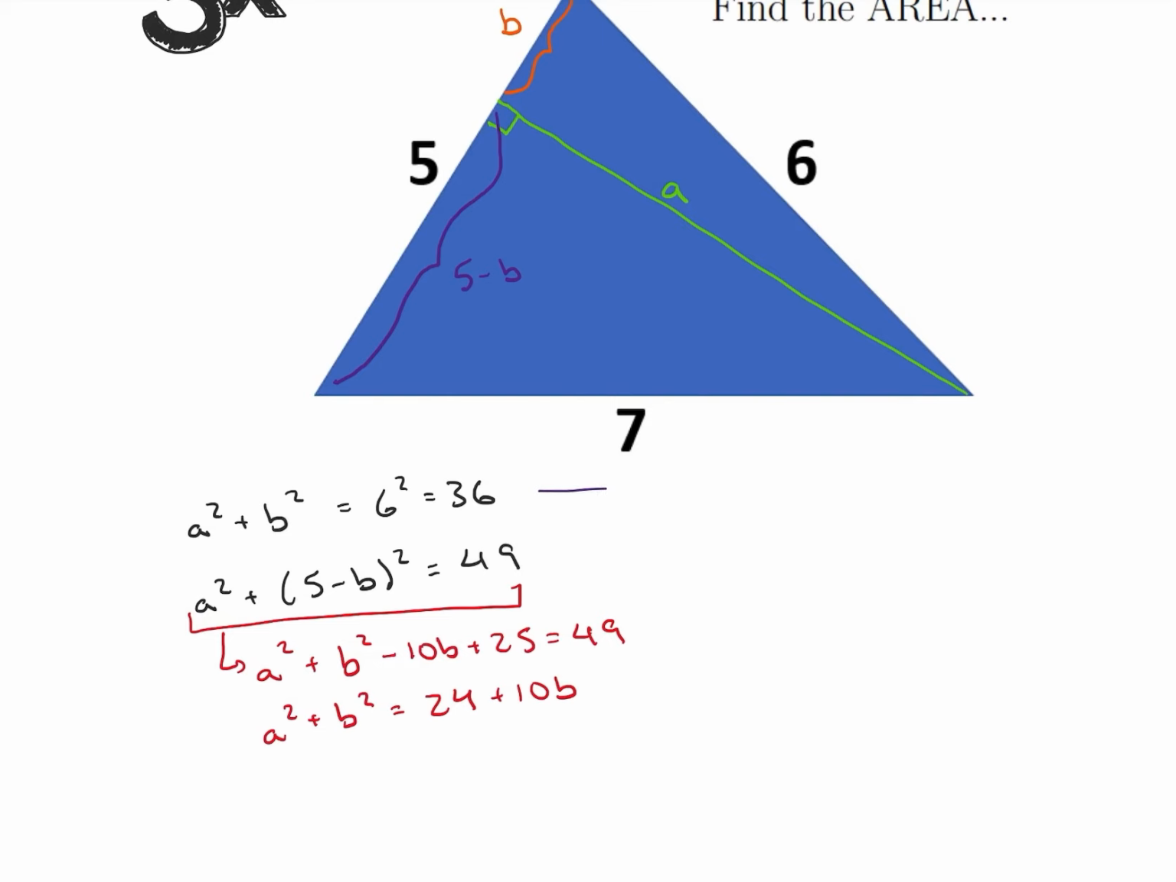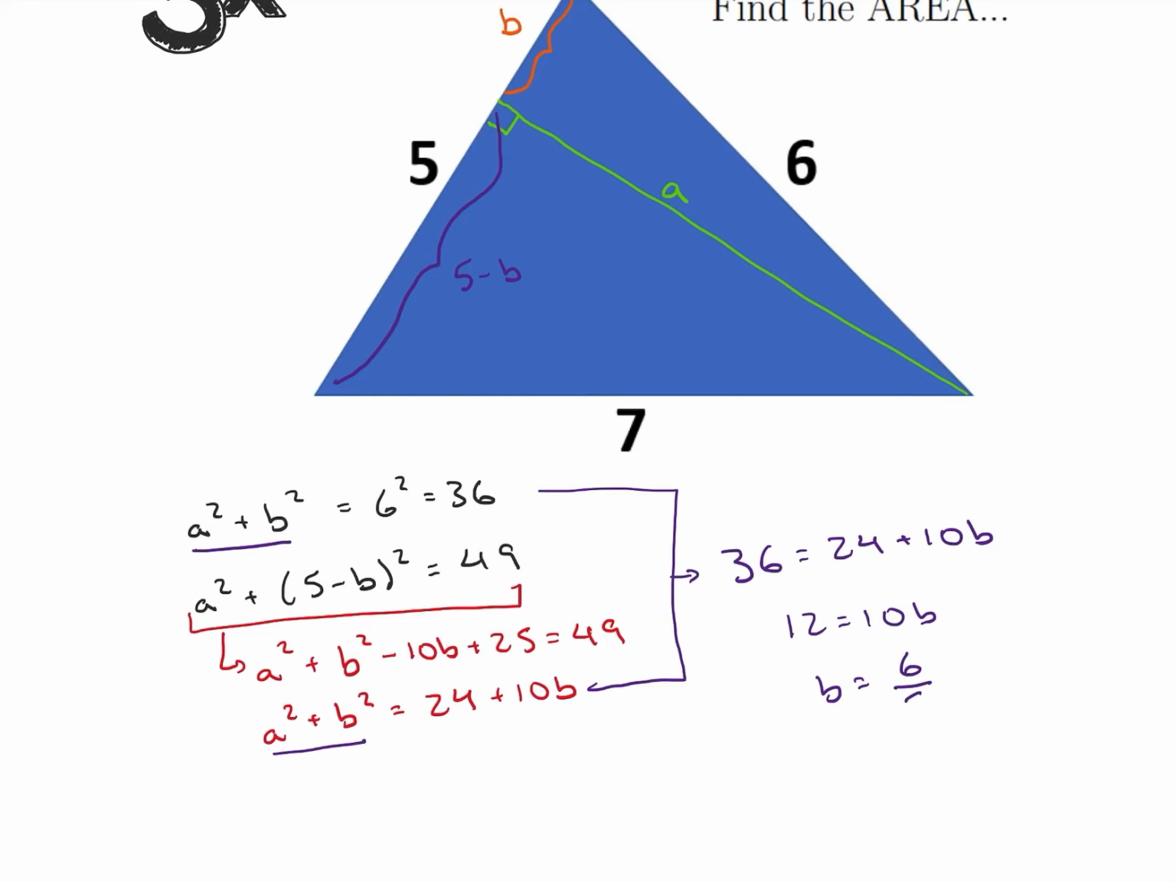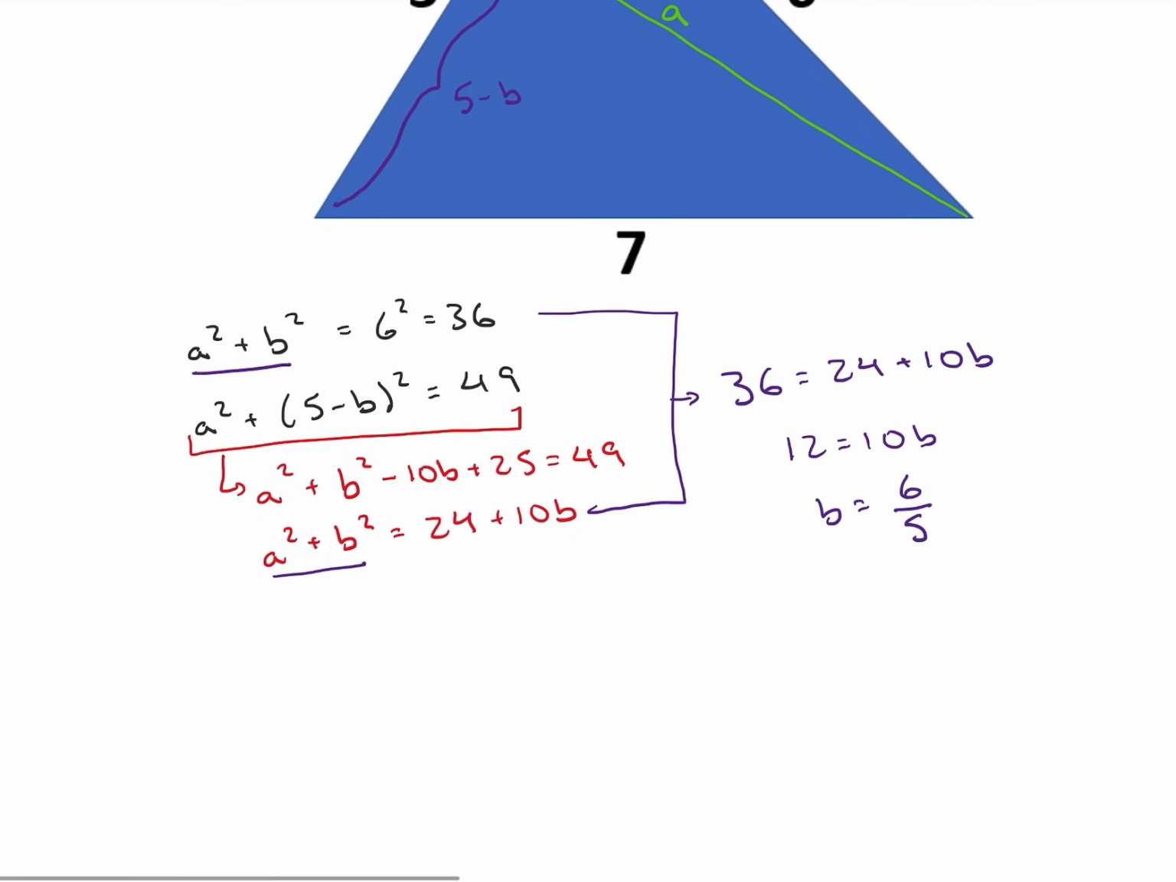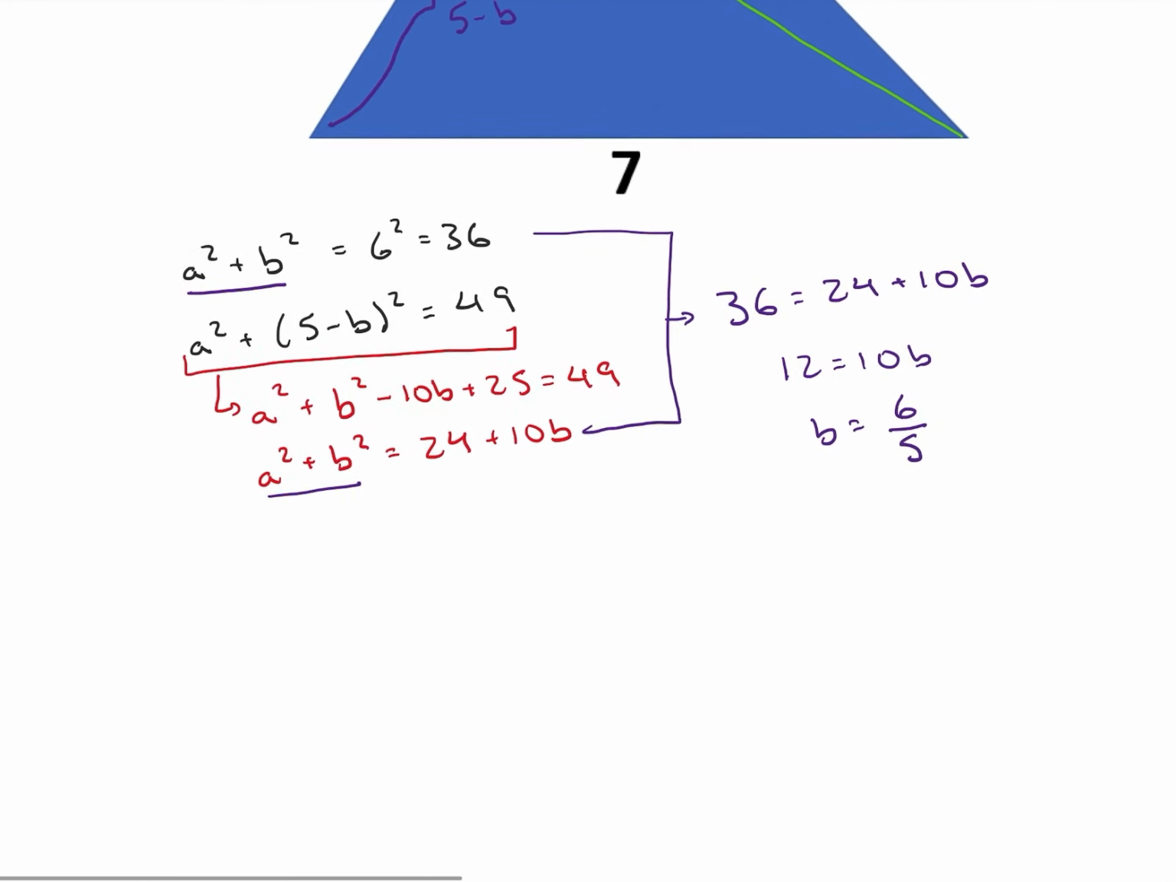So now what I'm going to do is take this equation and this equation, and I notice that I have A squared plus B squared in both equations. So I can see that I'm going to get 36 is equal to 24 plus 10B, which is 12 is equal to 10B, so B is equal to 6 over 5. Okay, so I'm making some progress here.